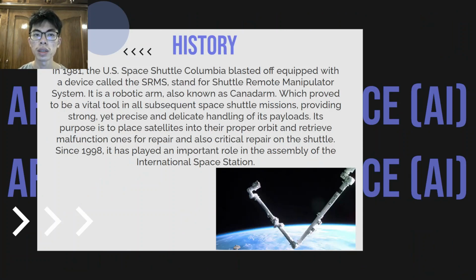In 1981, the US space shuttle Columbia blasted off, equipped with a device called the SRMS, which stands for Shuttle Remote Manipulator System. It is a robotic arm, also known as the Canadarm, which proved to be a vital tool in all subsequent space shuttle missions, providing strong yet precise and delicate handling of its payloads. Its purpose is to place satellites into their proper orbit and retrieve malfunctioning ones for repair, and also critical repair on the shuttles. Since 1998, it has played an important role in the assembly of the International Space Station.